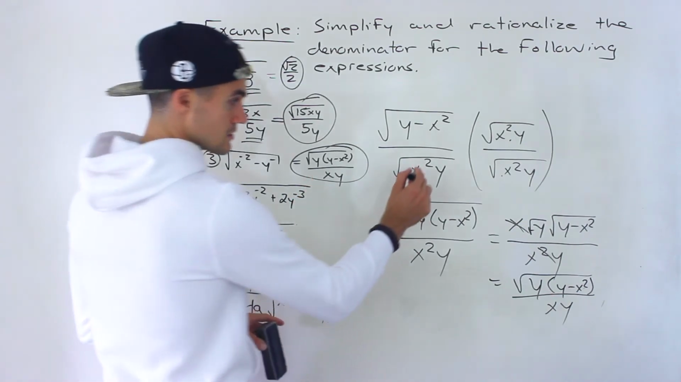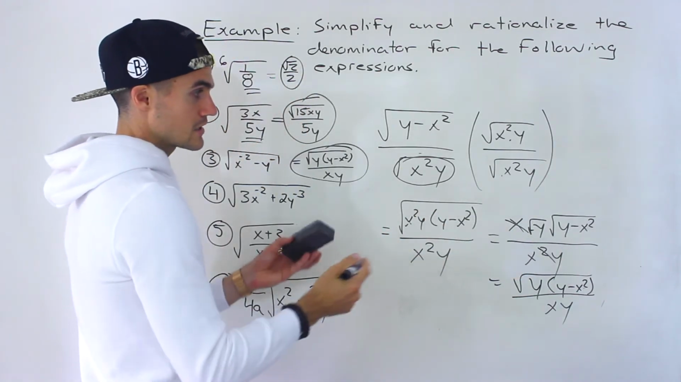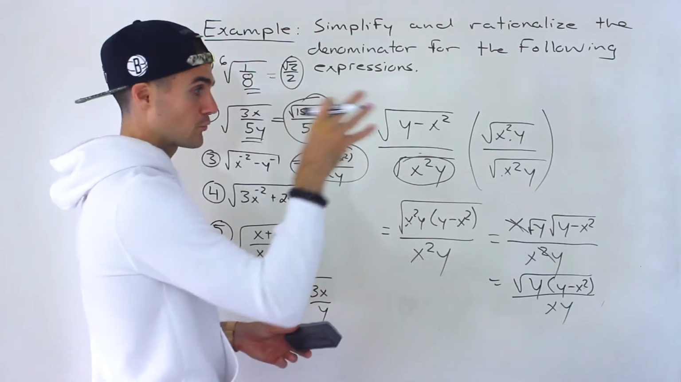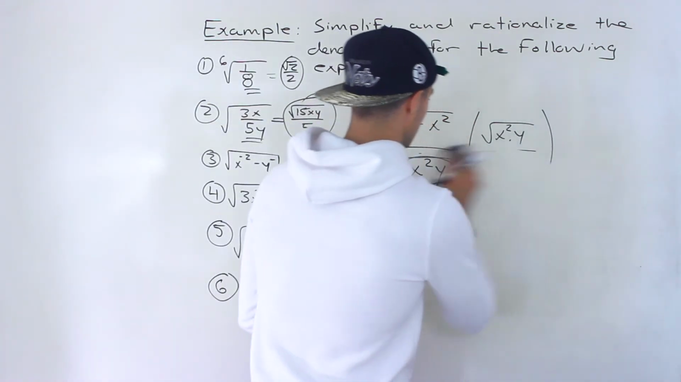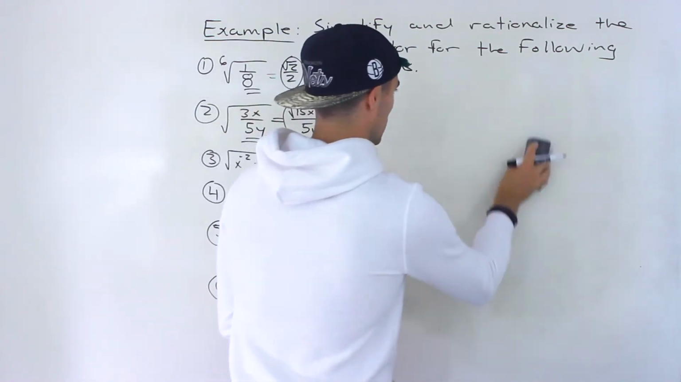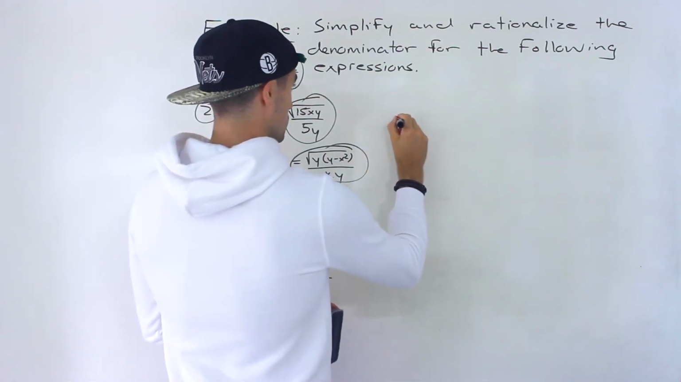I feel like it's easier to simplify here before rationalizing, and then the rationalizing is easier because you only have to multiply by root y over root y. Okay, but whichever way you want to go about it, you can do that. I'm just showing you the way I would do it. So moving on to number 4.